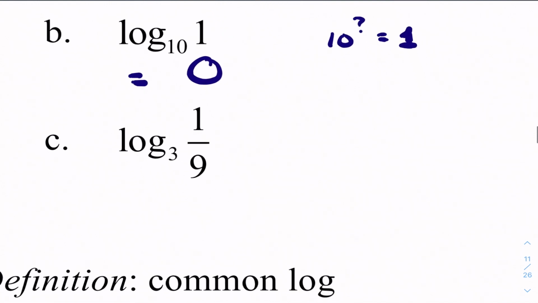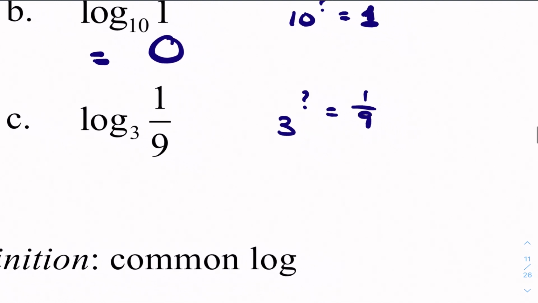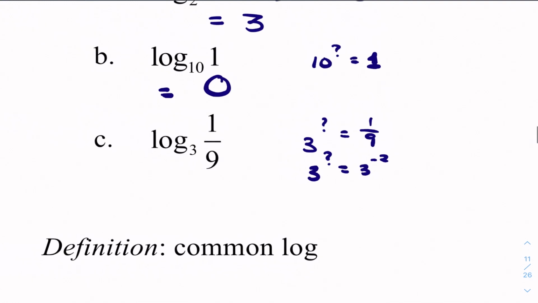And the third one, log base 3 of 1/9. 3 to what power gives you 1/9? Well, if we remember our properties of exponents, if we're trying to get like bases, we could say 1/9 is 9 to the negative first, and 9 is 3 squared, so that would be 3 to the negative second. So if our bases are equal, then our answers are the exponent.